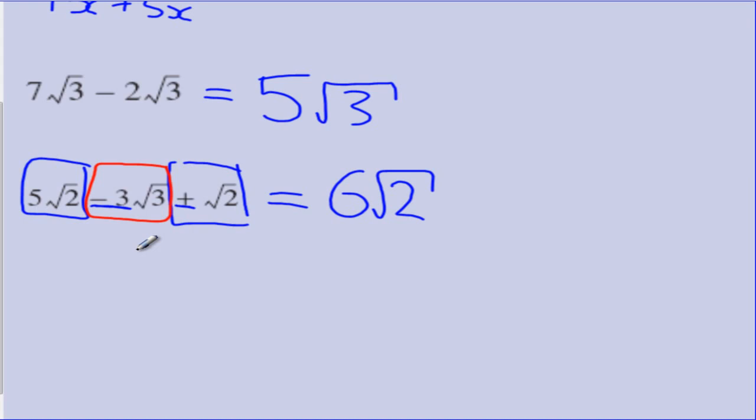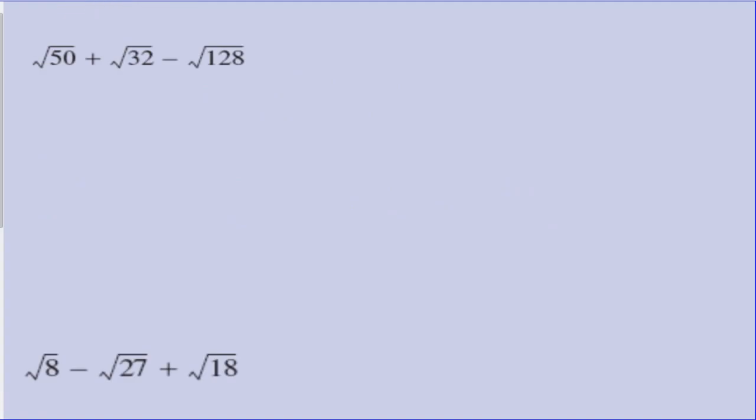The minus sign is before the 3 root 3, so the minus sign sticks around, and 3 root 3 has no other like terms, so it doesn't change. It just simply jumps on the end of our root 2's there. Okay, so that's basic addition and subtraction of surds. Let's get into a couple more challenging questions. Now, I've got 3 here to try, and we're going to go through them rather quickly.